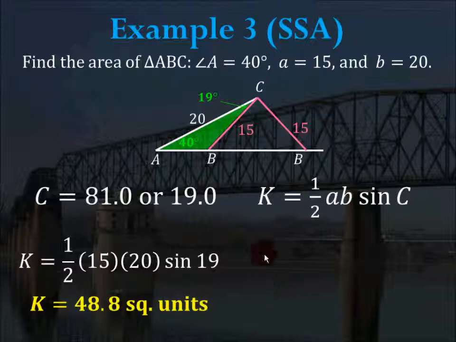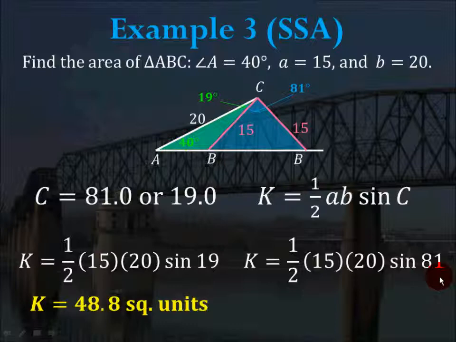Well, what about the triangle where C is 81 degrees? This one. That's the whole thing now. So A and B are the same. The only difference is the angle of C. So K is 1/2 times 15 times 20 times sine of 81. Multiply all those together and your area is 148 square units. So if you're given an SSA, make sure you check to see if there are 0 triangles, 1 triangle, or 2 triangles in the solution.